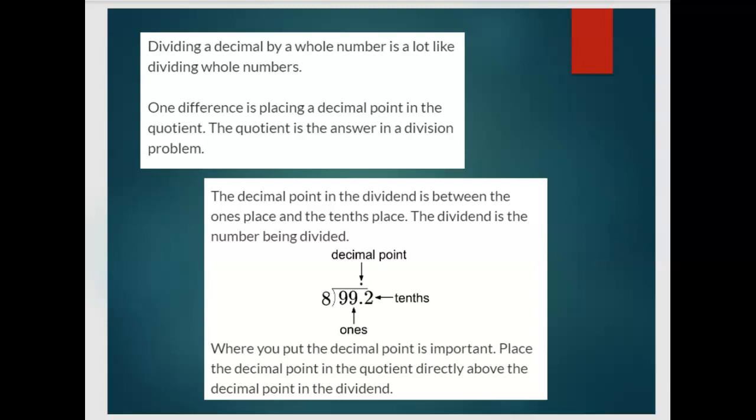Dividing a decimal by a whole number is a lot like dividing regular whole numbers. The difference is just placing the decimal point in the quotient right above where it is in the dividend. Like here, if we're doing 99 and 2/10 divided by 8, we just pretend the decimal's not there. We pretend we're doing 992 divided by 8 and put the decimal point right up above where it lies in the dividend.